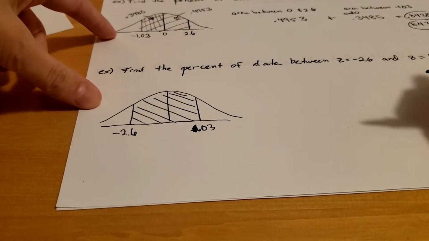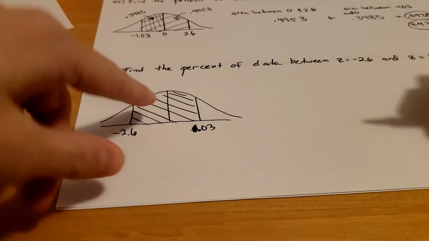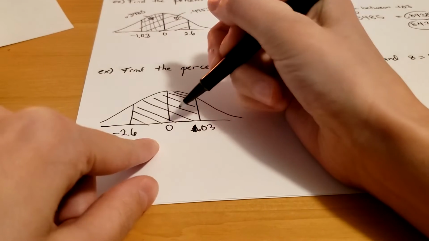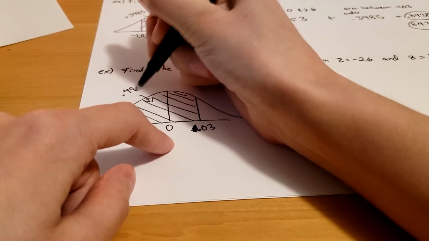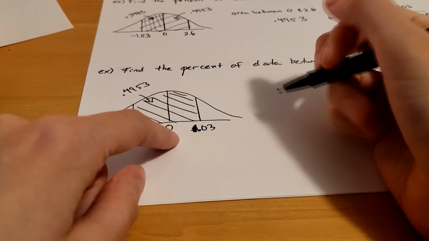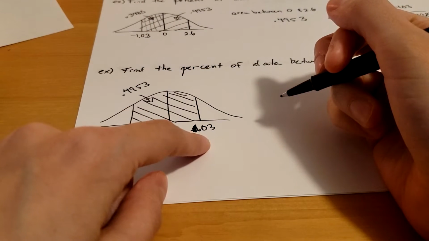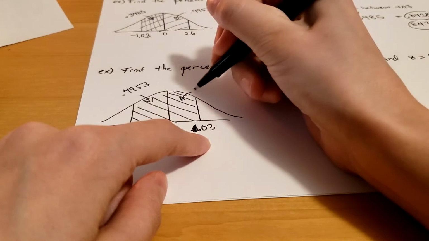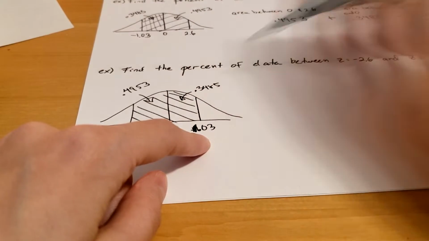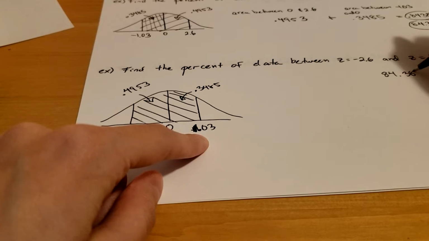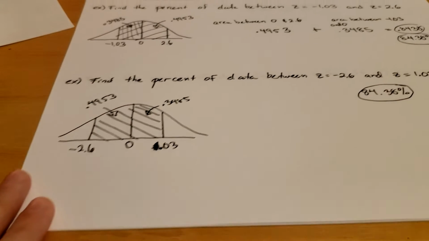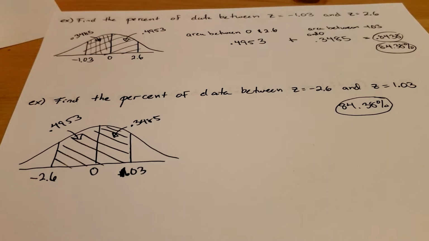This is just the mirror image of the last problem. So the area between negative 2.6 and 0 is going to be 0.4953. And the area between 0 and 1.03 is going to be, again, 0.3485. So our answer, again, is going to be 84.38%.